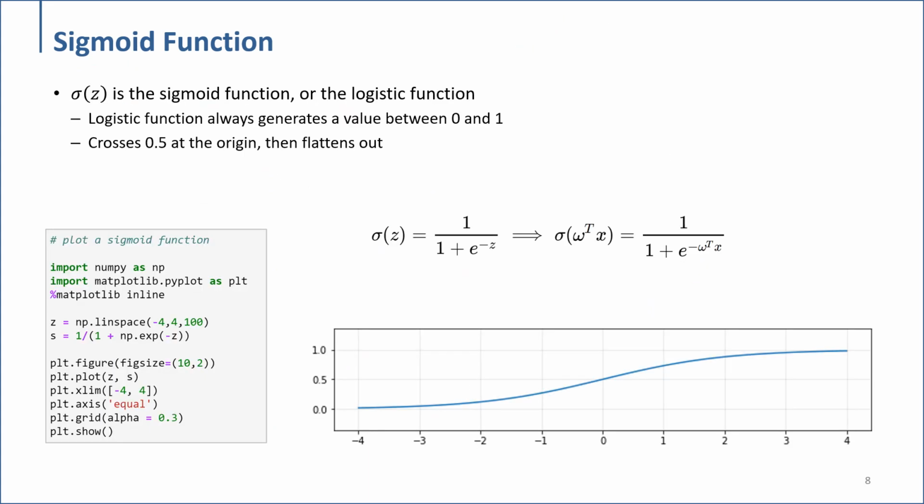So this is just the sigmoid function, also called the logistic function. This is why we call this algorithm logistic regression, because we use the sigmoid or logistic function. The logistic function always generates a value from 0 to 1, as we discussed earlier, and it crosses 0.5 at the origin, then flattens out.